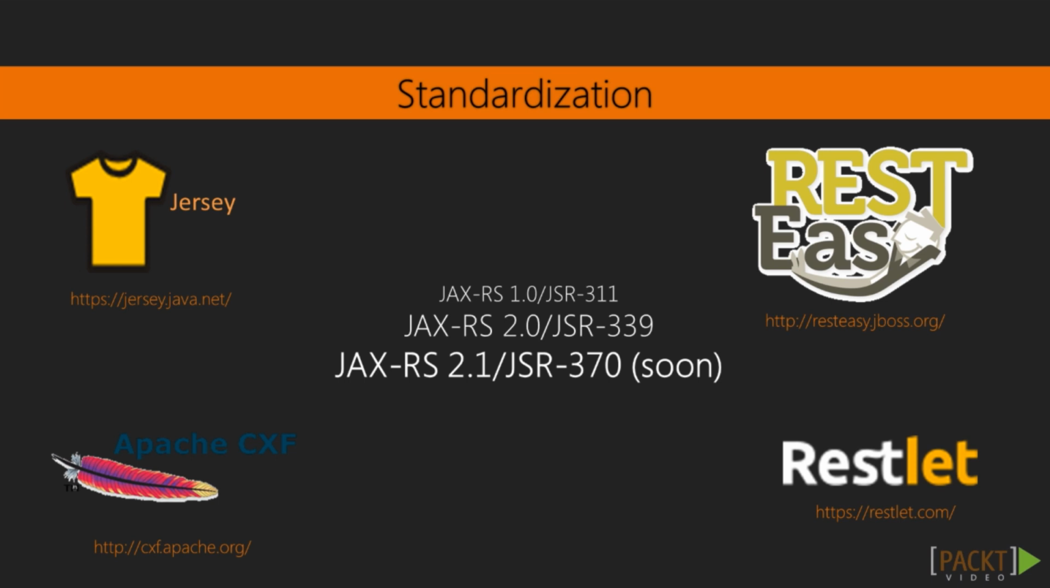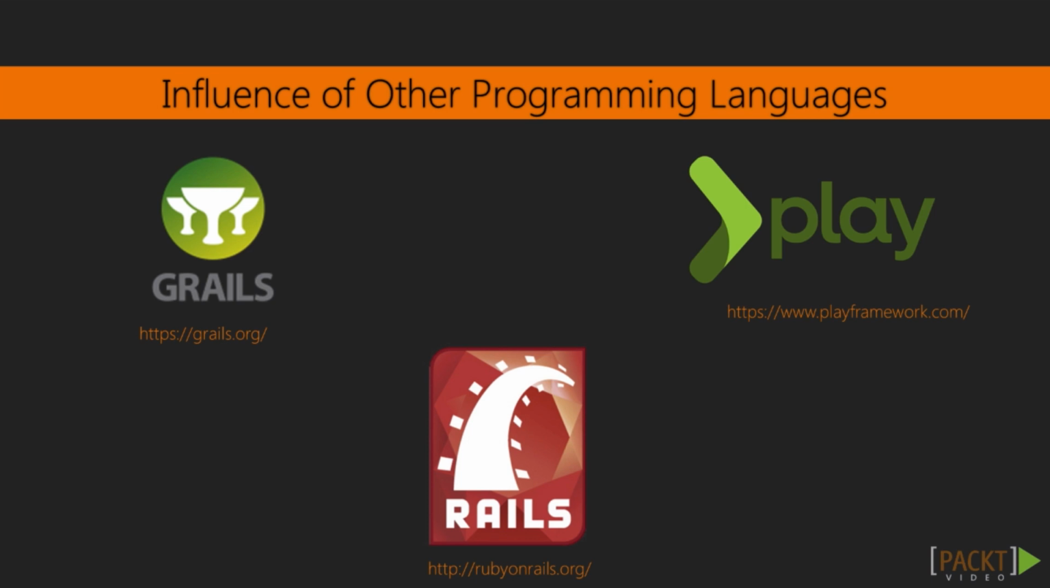The JAX-RS space is somewhat crowded, with at least 4 major players at the moment: Jersey, RESTEasy, RESTlet, and Apache CXF. Mostly all of them implement the JAX-RS 2.0 specification, but also introduce their own features and, in most cases, non-portable extensions. The Java ecosystem does not evolve in isolation, which is a very good thing.